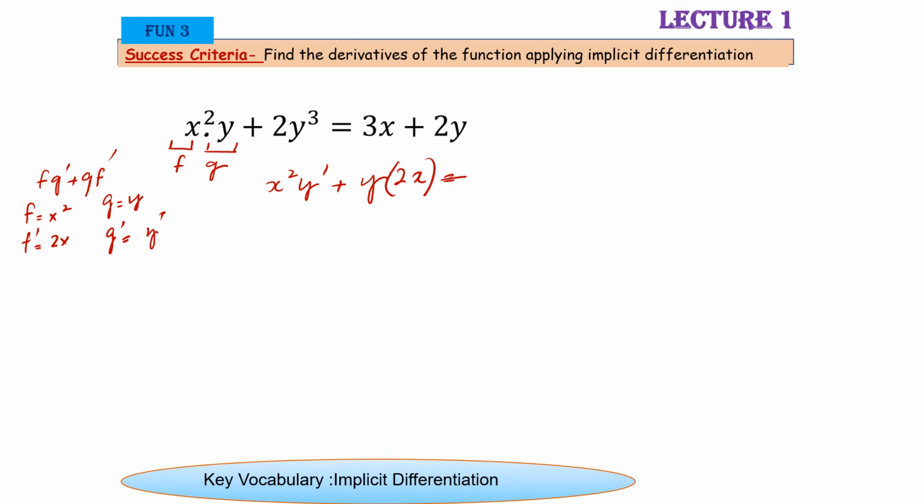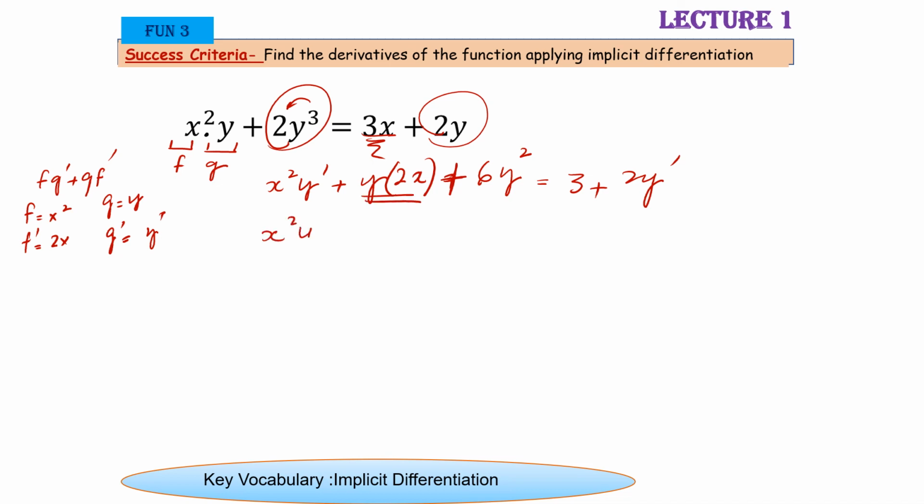equals, plus, now the derivative of 2y cube. It will give you 3 times 2, 6y, and from the power subtract 1, square. Equals the derivative of 3x, which is 3, plus the derivative of 2y, which is 2y prime. Now y2x is not an appropriate way to write it, so always write the number, then x, and then y. 6y square equals 3 plus 2y prime.